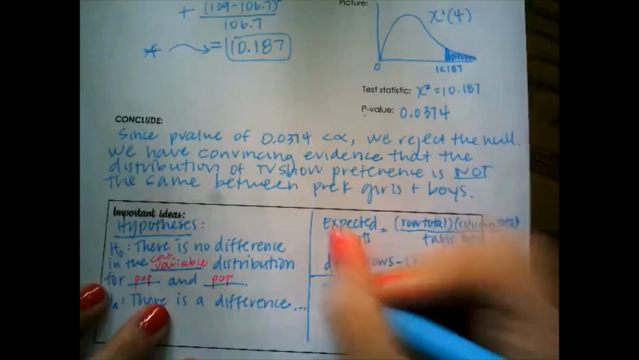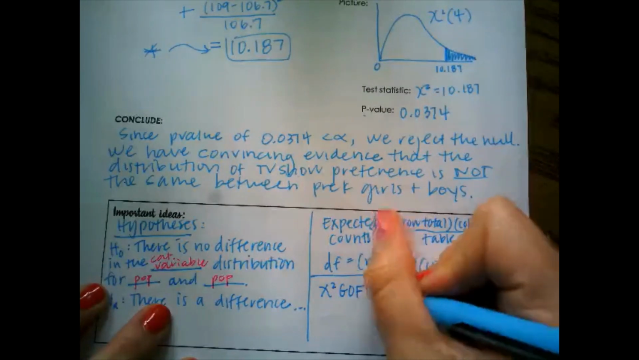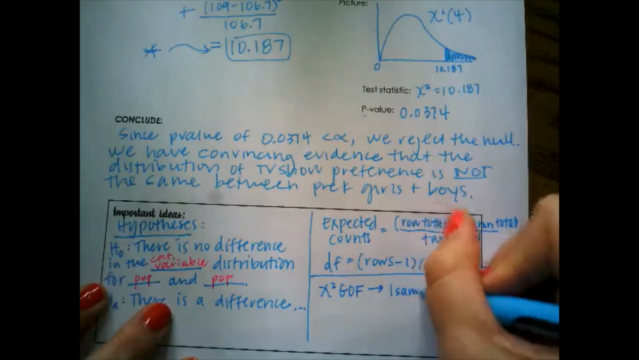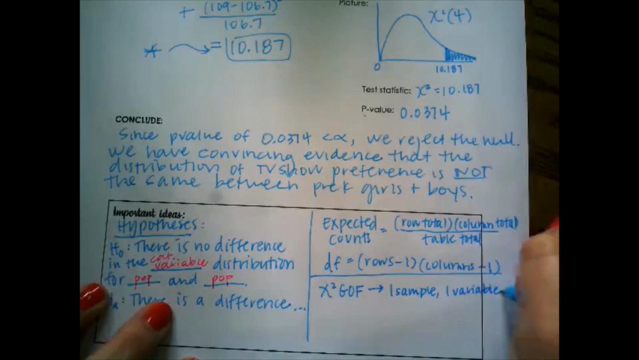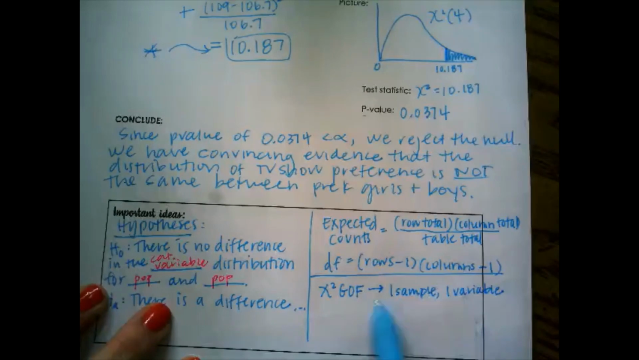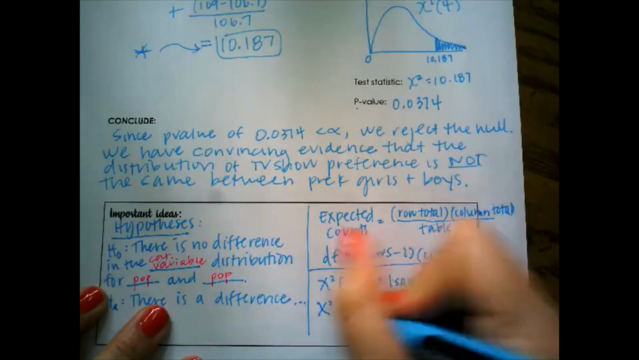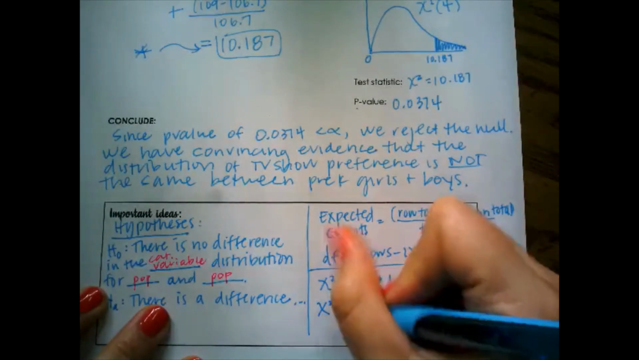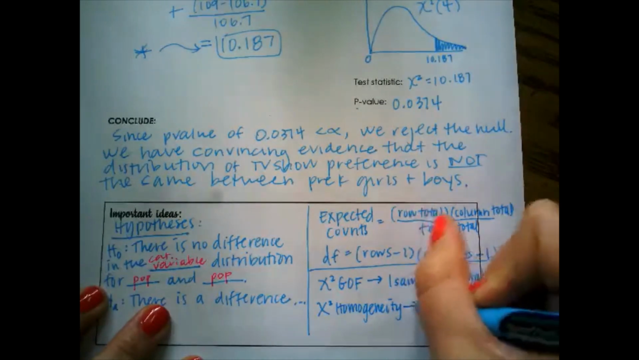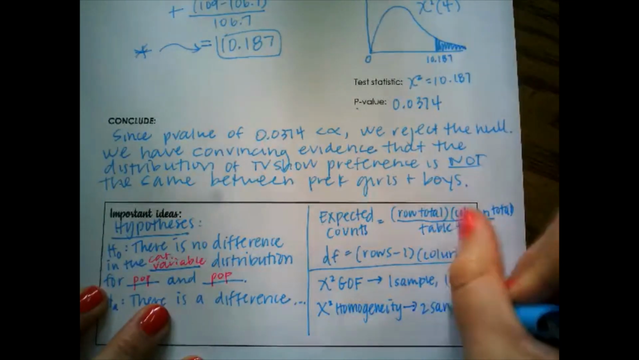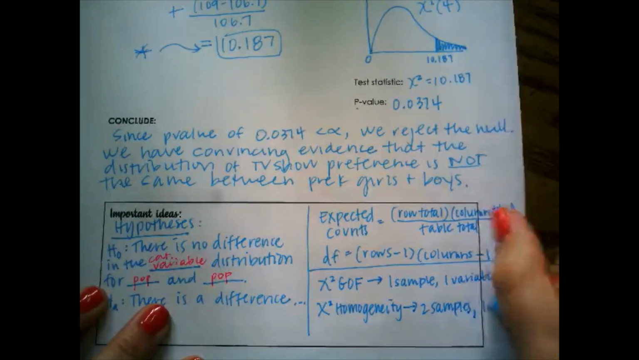And then the differences so far: for a chi-square goodness of fit, it is one sample and one variable. Okay? And we're comparing it to a claimed distribution. And then today we looked at a chi-squared test for homogeneity. And it's two samples, but one variable.